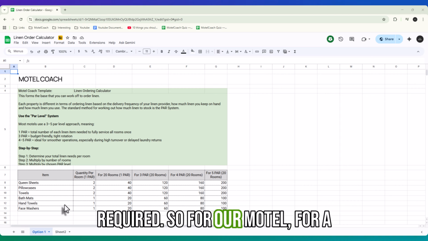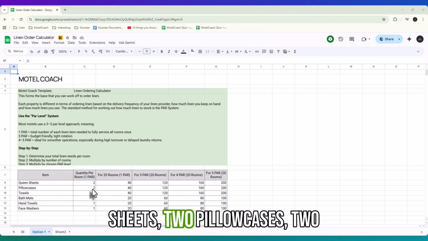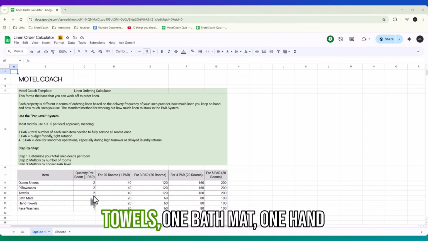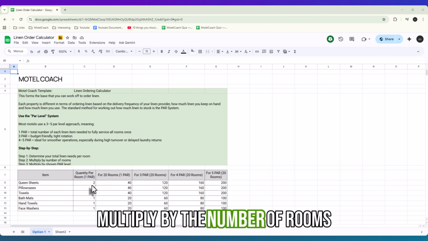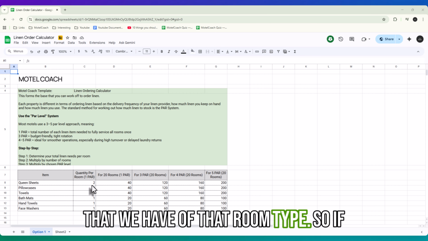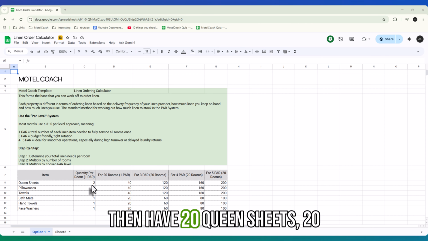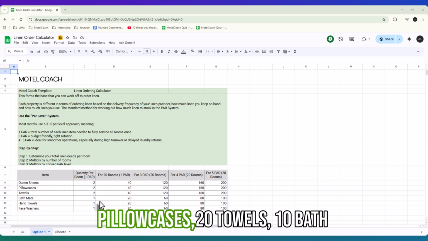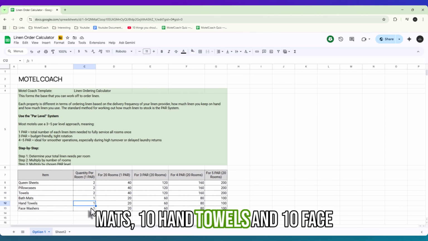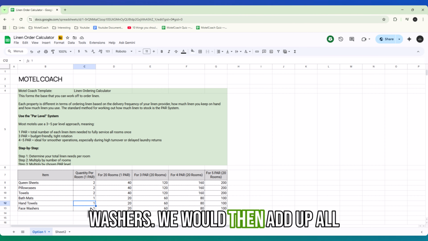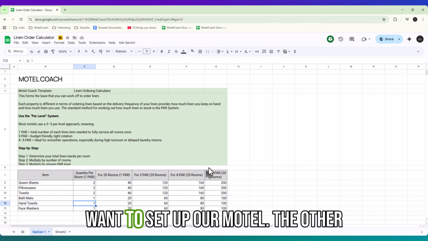So for our motel, for a queen room, we've got 2 queen sheets, 2 pillowcases, 2 towels, 1 bath mat, 1 hand towel, and 1 face washer, and multiply it by the number of rooms that we have of that room type. So if we had 10 queen rooms, we would then have 20 queen sheets, 20 pillowcases, 20 towels, 10 bath mats, 10 hand towels, and 10 face washers. We would then add up all of the room types and we can create a PAR level depending on how we want to set up our motel.